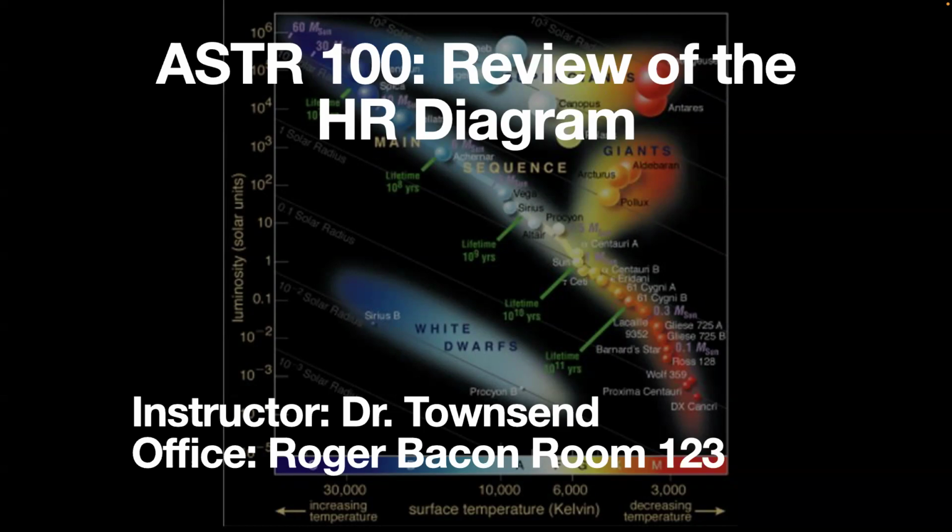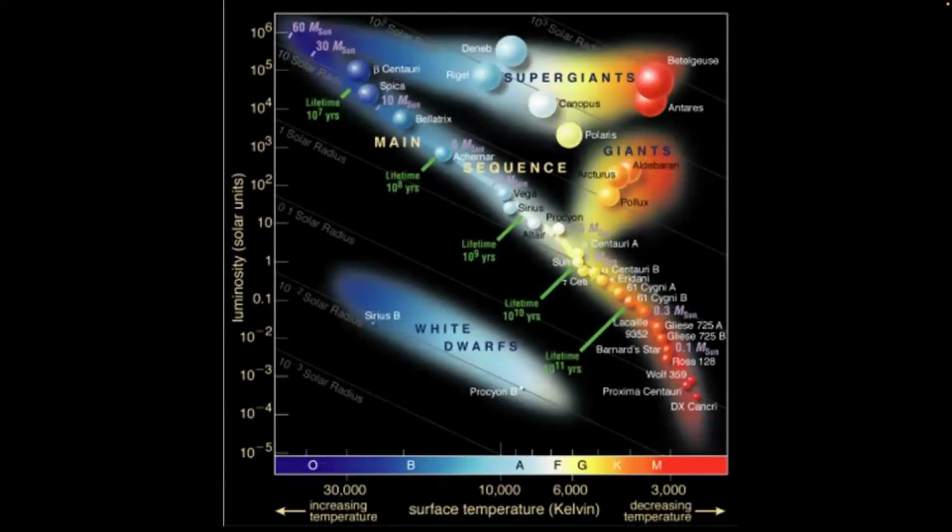So this week we're going to have a conversation about the evolution of stars. We're going to be looking at the HR diagram quite a bit, so I want to take a minute to review the information that we can get from this plot. Okay, so here is a version of the HR diagram. So let's take a second to remind ourselves what data is plotted here.